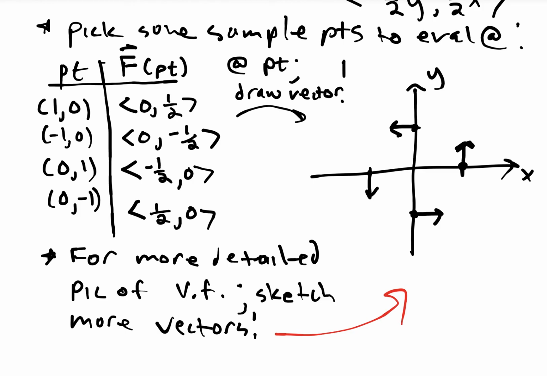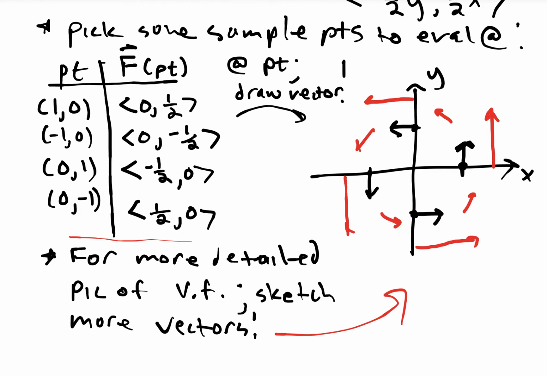I don't want to bore you guys with making the table for this, but if I start filling in more points here, you'll notice there's a pattern with this particular vector field: things seem to be swirling about the origin. That's basically what this vector field does. If you wanted to make a longer table, add in more points, we can do that.